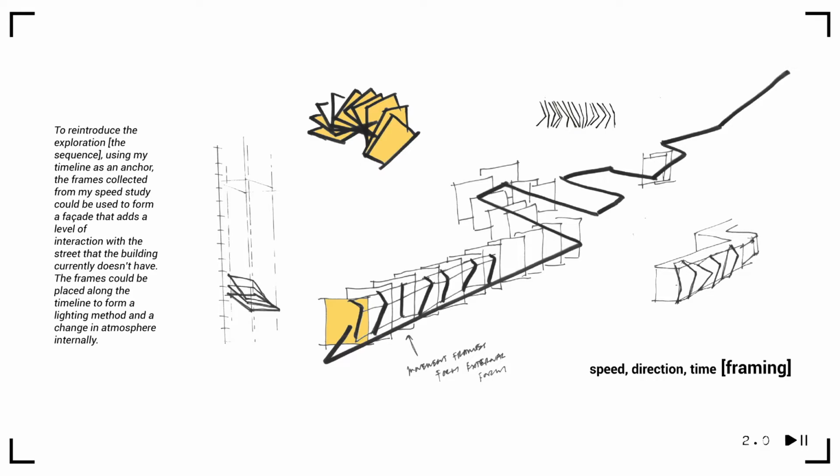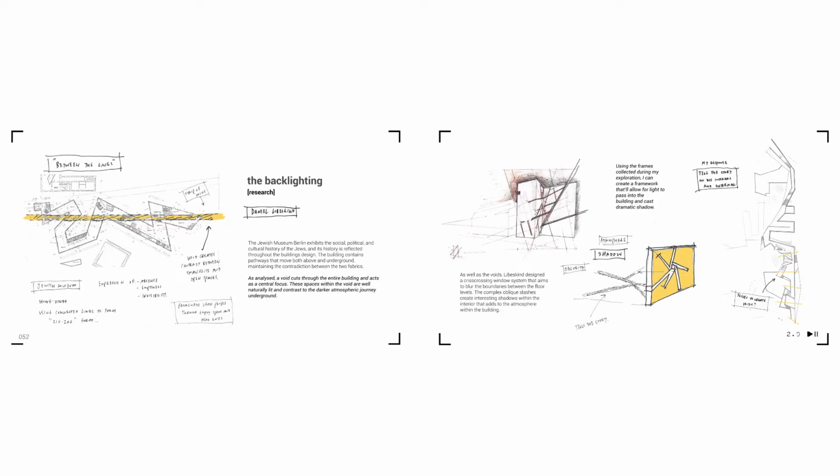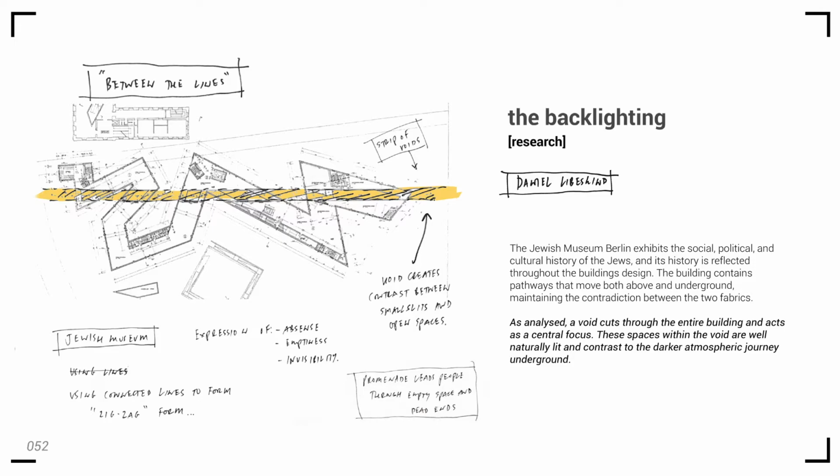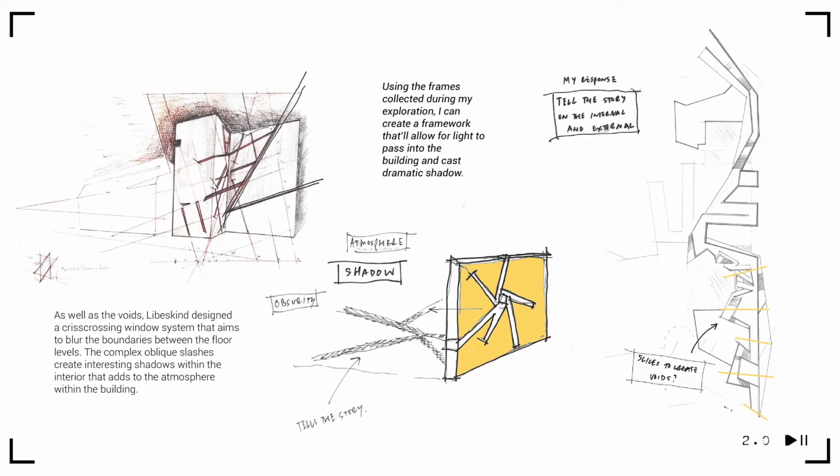Using Daniel Libeskind and the Jewish Museum as a key precedent, I began to understand how I could use voids that slice through the building to create contrast between light and dark spaces. He also uses a crisscrossing window method to create internal shadows that add to the atmosphere.